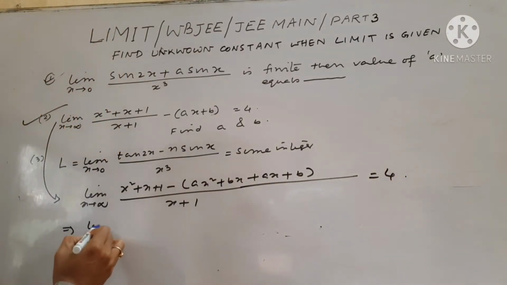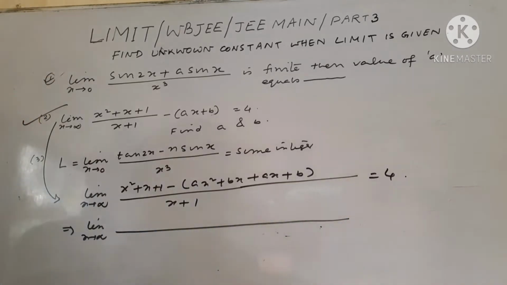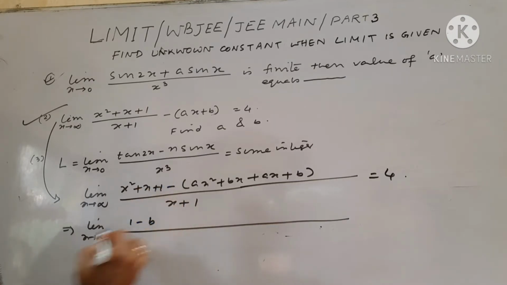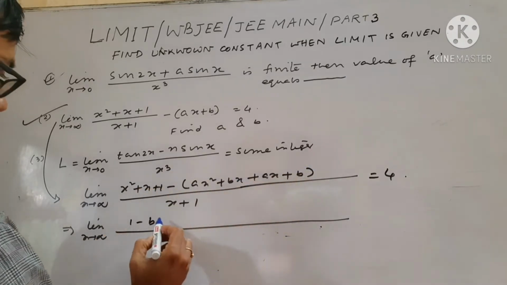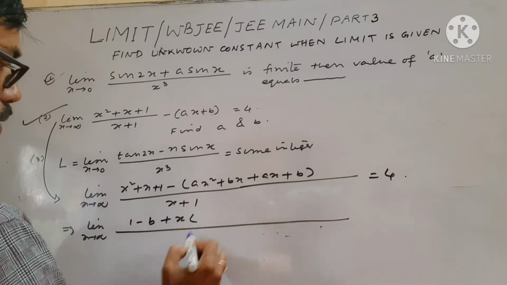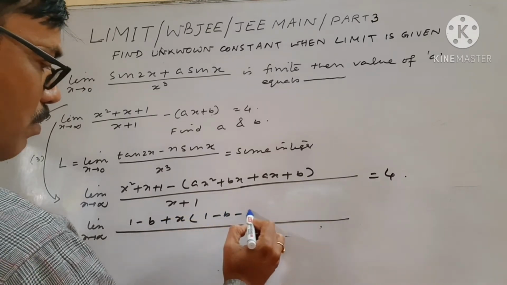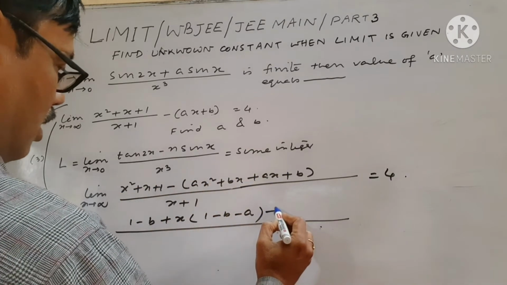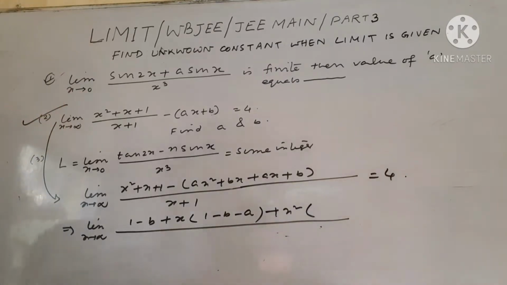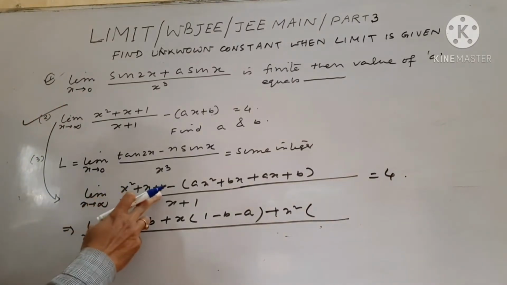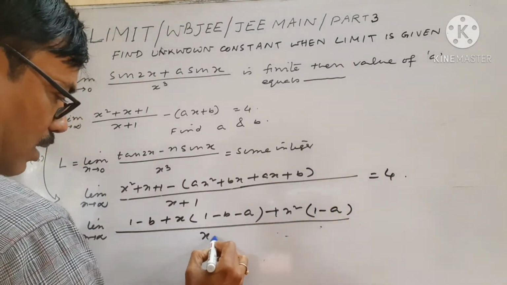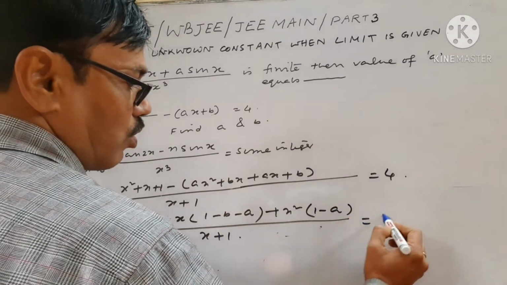Now limit x tends to infinity. So not involving x, 1 minus b. This is 1, this is minus b. x common, 1 minus b minus a. x square common. So this is (1 minus a) by x plus 1 equals to 4.